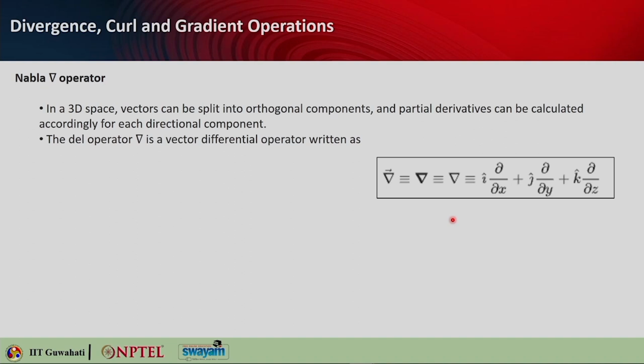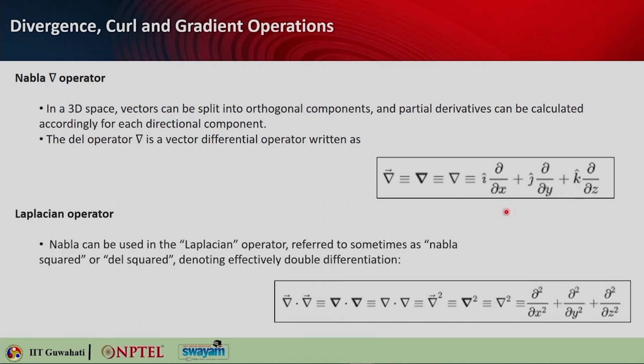The vectors can be split into orthogonal components, and the partial derivatives can be calculated accordingly for each directional component. The del operator is basically a vector differential operator. Here are the different notations that you can use for this del operator, and it is basically d/dx in i cap, d/dy in j cap, and d/dz in k cap.